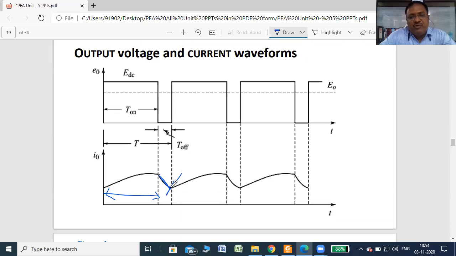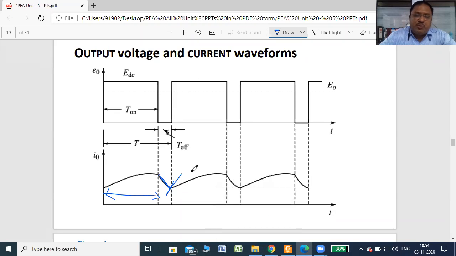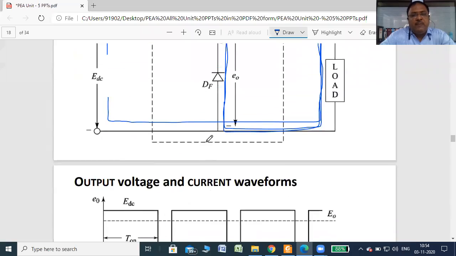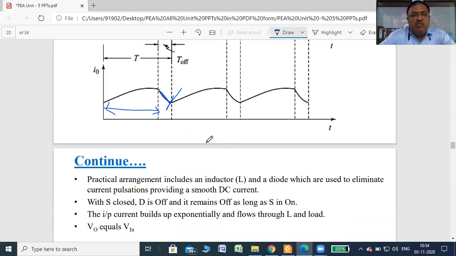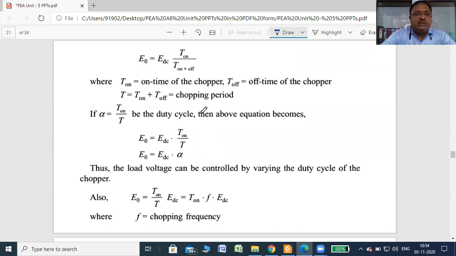Again at this instant, when you turn on the switch, the inductor starts to store energy and so on. So the current direction is positive continuously, the current is continuous, and the voltage is like this. The output voltage depends upon the duty cycle, which we will see here. Total E0 equals EDC into T on by T on plus T off. T on plus T off is nothing but your total T. T on by T is nothing but your duty cycle.